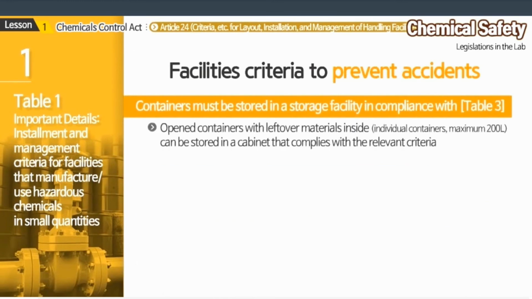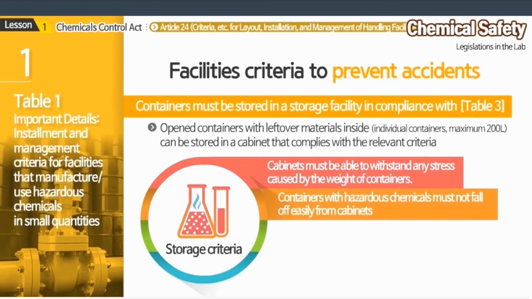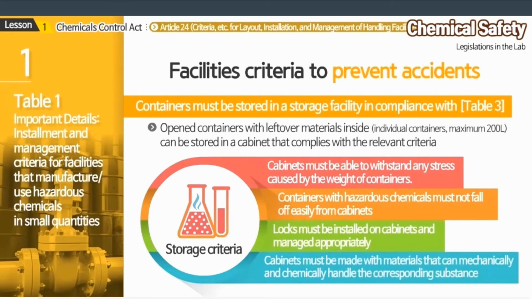However, opened containers with leftover materials inside, individual containers maximum 200 liters, can be stored in a cabinet that complies with the relevant criteria. Cabinets must be able to withstand any stress caused by the weight of containers, and containers with hazardous chemicals in them must not fall off easily. Also, locks must be installed on cabinets, and they must be managed properly. Finally, cabinets must be made with materials that can mechanically and chemically handle the substance that is stored.